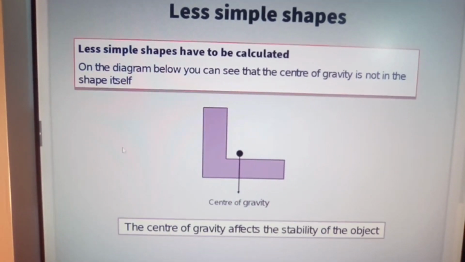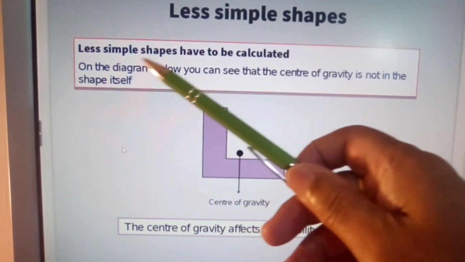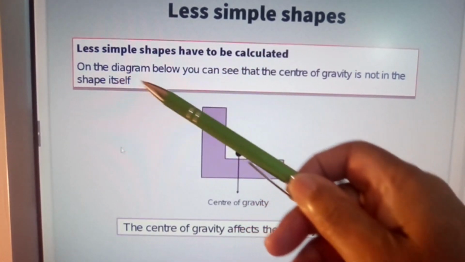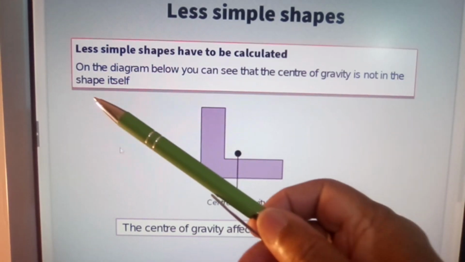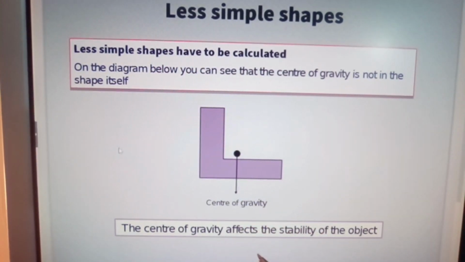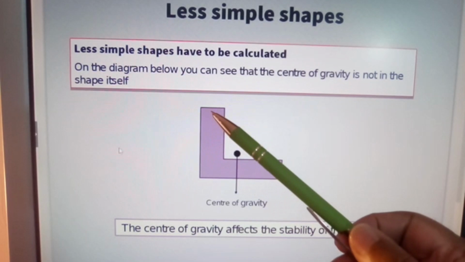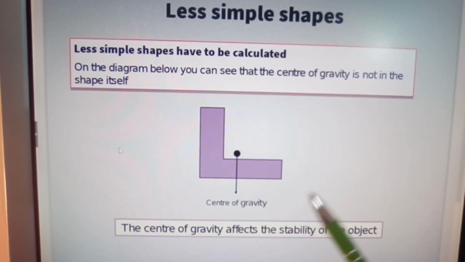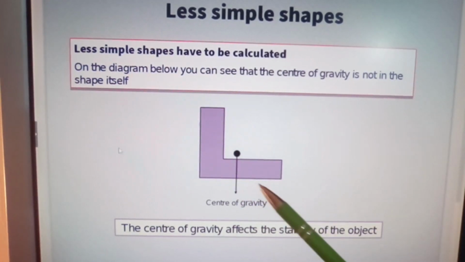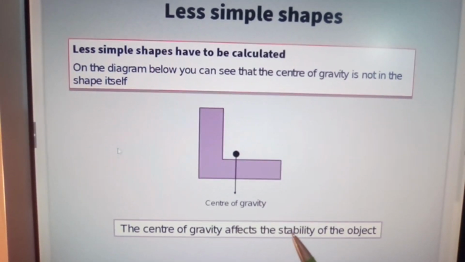Here, a less simple shape, so we have an L shape. Less simple shapes have to be calculated. On the diagram below, you can see that the center of gravity is not in the shape itself, but it is off center of the object. And we look at it having a right angle. Imagine this to be a right angle ruler, a builder's or merchant's metal ruler, with a 90-degree angle on it. The center of gravity affects the stability of the object.